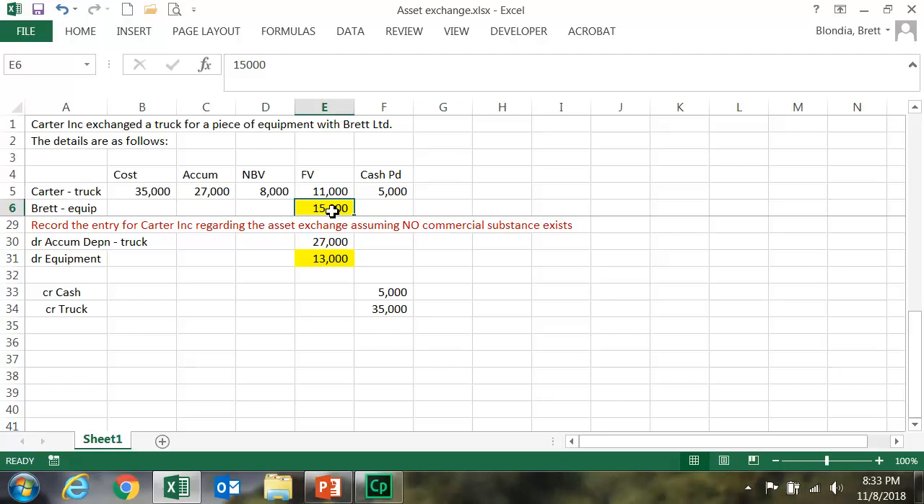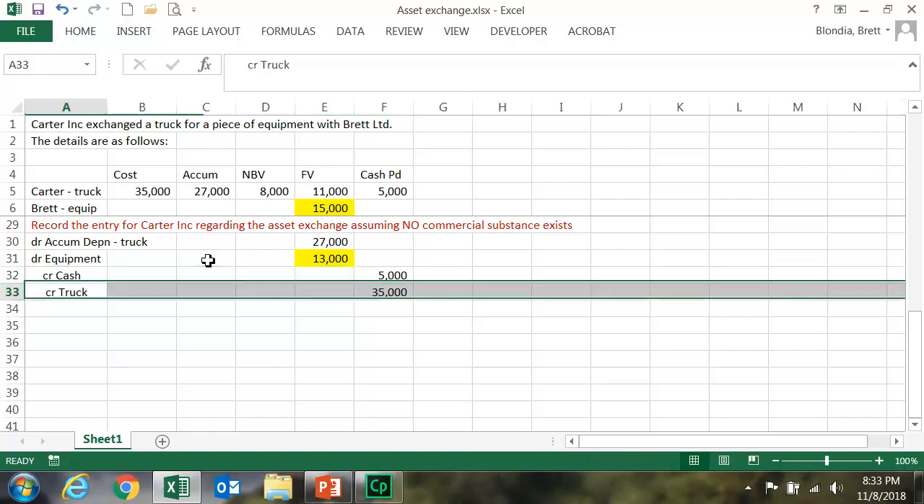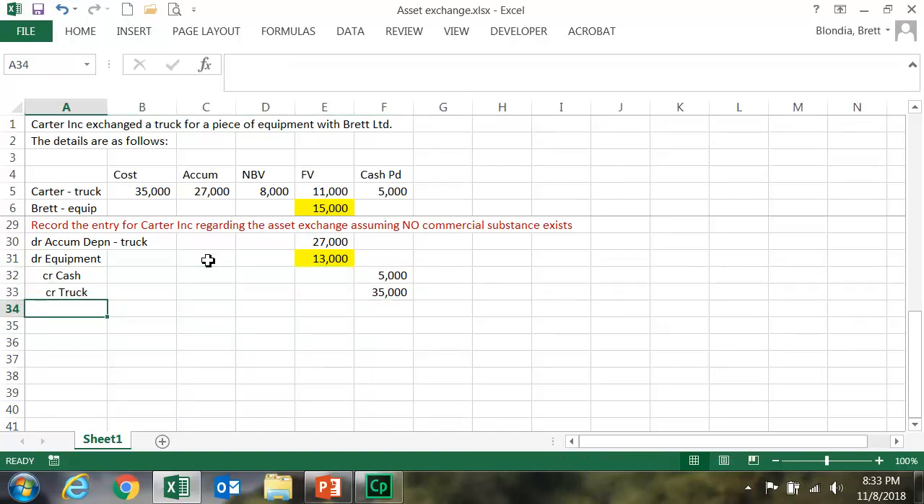Now when you take a look, we've got $40,000 in debits. We've got $40,000 in credits. Therefore, there is no gain or loss on this exchange. We just set up the equipment, get rid of the truck, and we go about our business. No gain or loss on disposal. Okay? In a nutshell, that's an asset exchange.